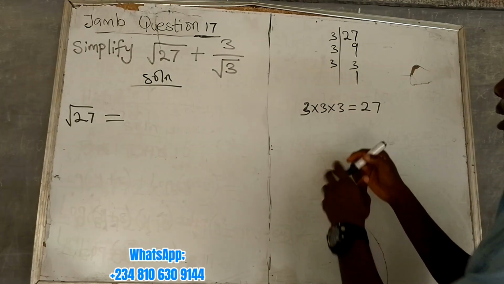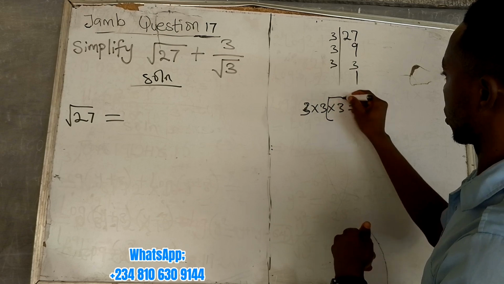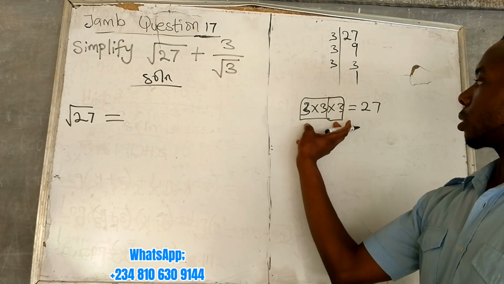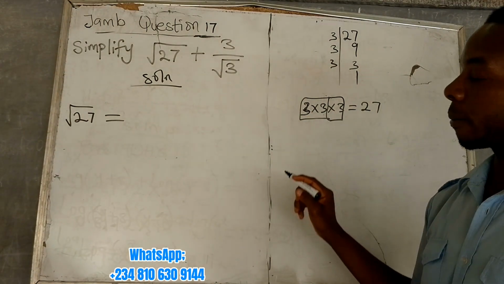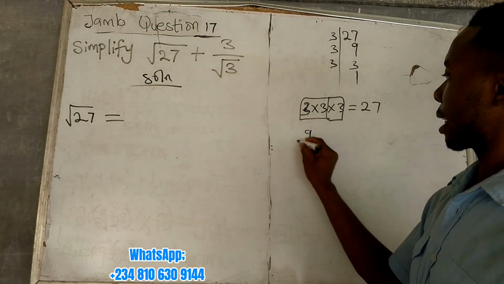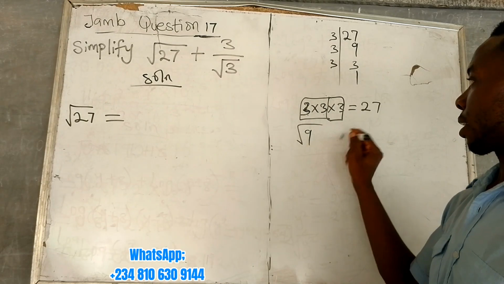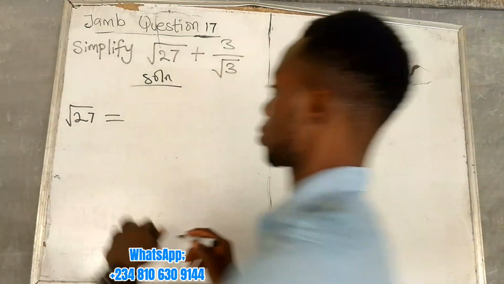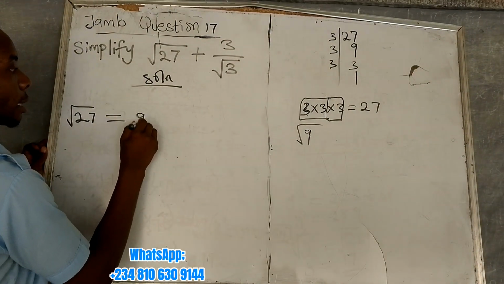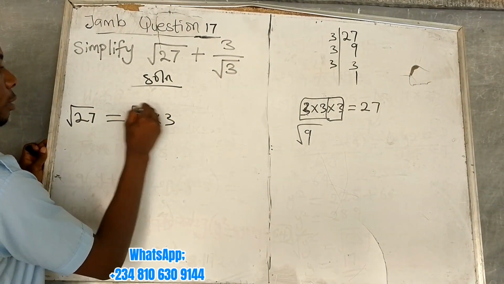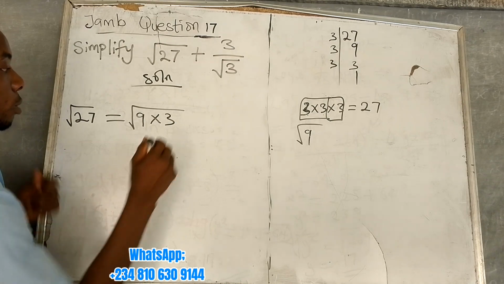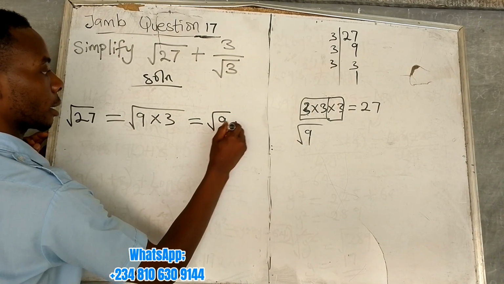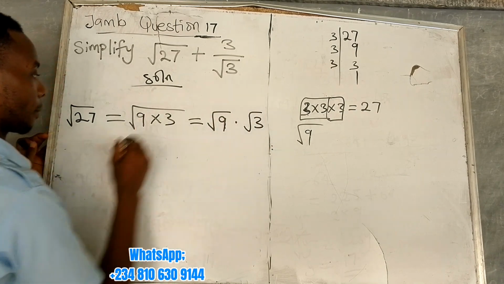But now, you can see that if you group this into 2, this is 3 and this is 3. That means 3 times 3 is what? 9. And 9 is a perfect square. Root of 9 is 3. Right? So 9 times 3 can still give us 27. So here I can just write the square root of 9 times 3, which is still equal to the square root of 9 multiplied by the square root of 3.